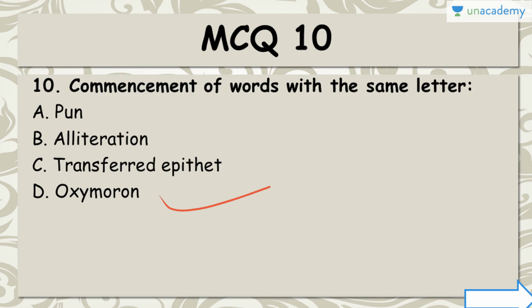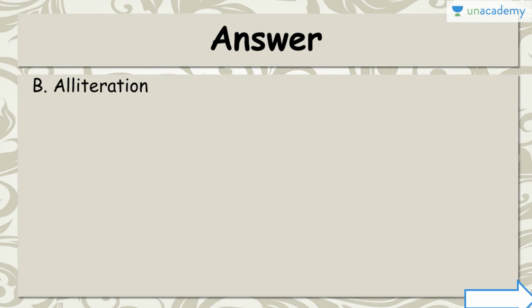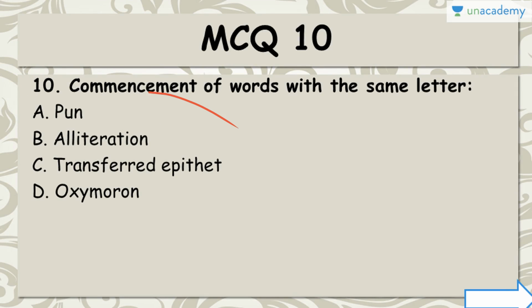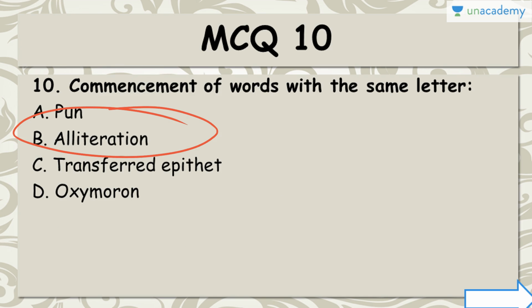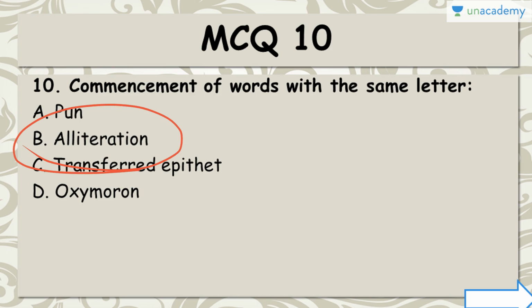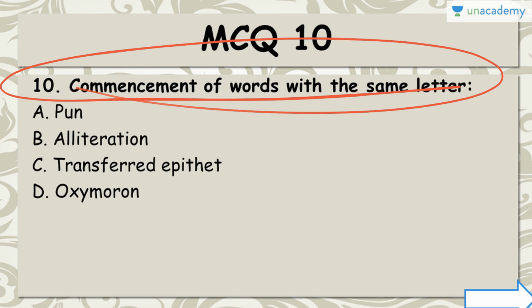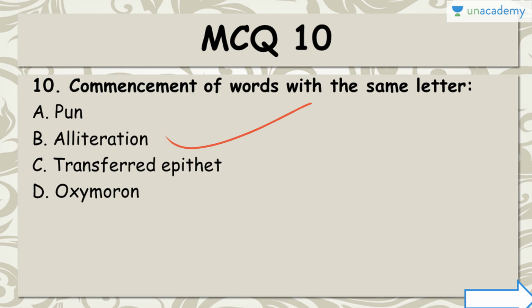And the correct answer to this question is B, alliteration. All of them are more or less literary devices. Pun is a double joke. Transferred epithet is when you give a noun certain quality. Oxymoron is also using a kind of thing in which you give certain qualities to the subject. So these 4 are all literary devices, and alliteration is the one where we have the repetition of the same letter. So alliteration has been used as the commencement of words with the same letter, and this is the correct answer to this question. So this is it for today, all the 10 MCQs.